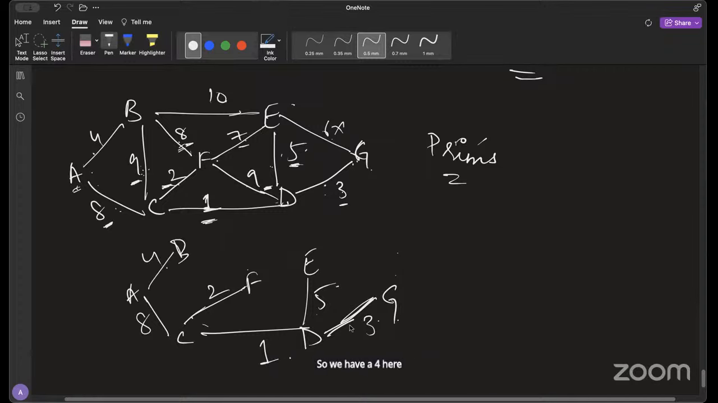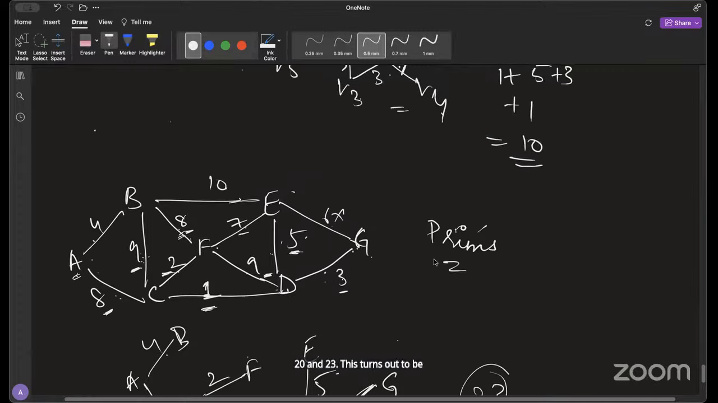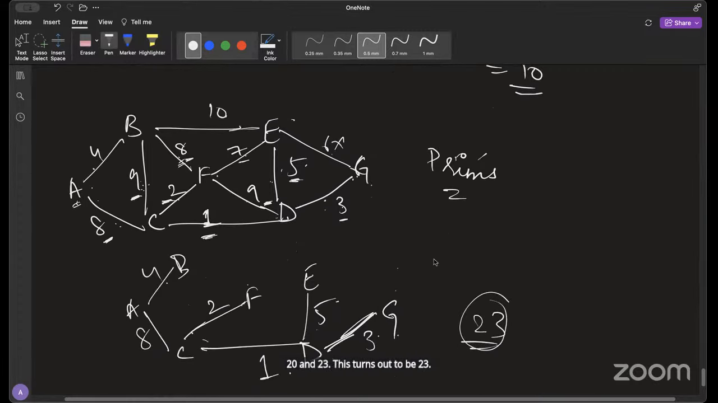And I think everything is covered, right? Yeah, now it's 23. So it's 8, 4, 12, 13, 14, 15, 20, and 23. This turns out to be 23. You could have chosen this also. You can remove, but it'll be the same thing. Then you'll have to remove this. That works too.